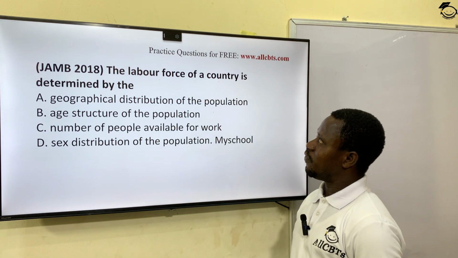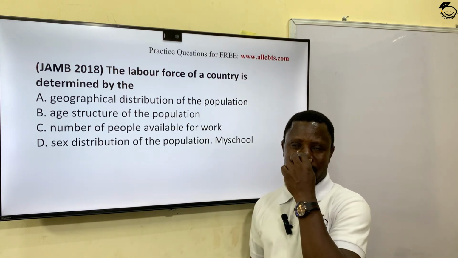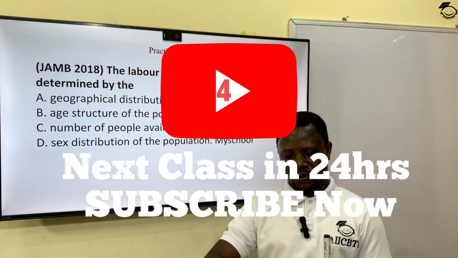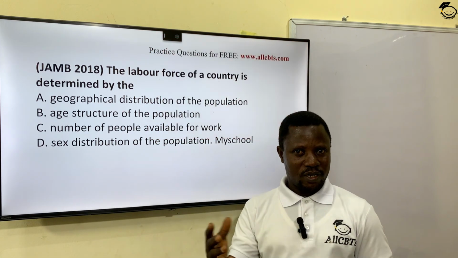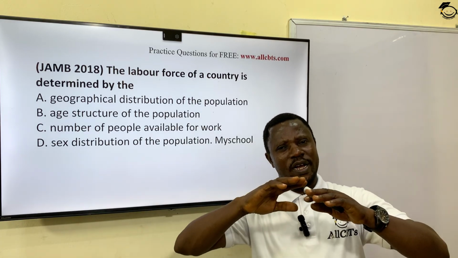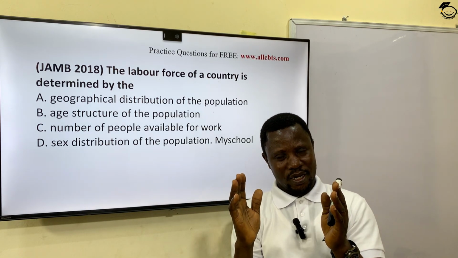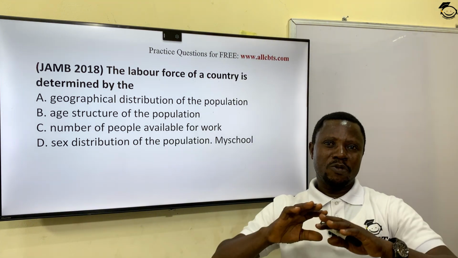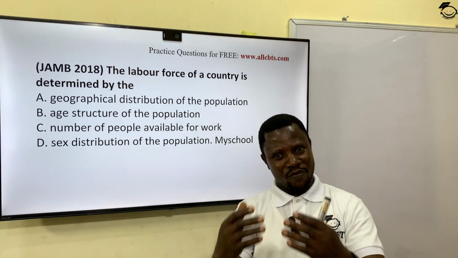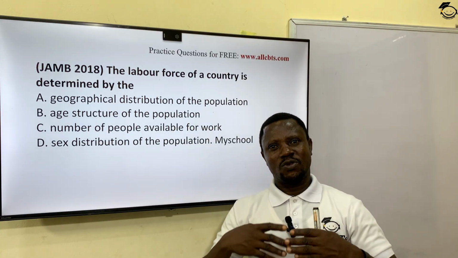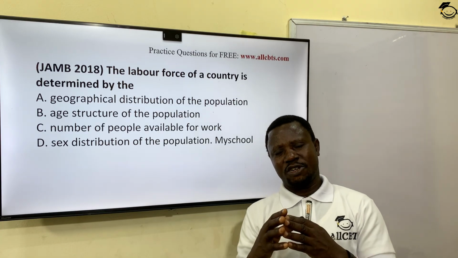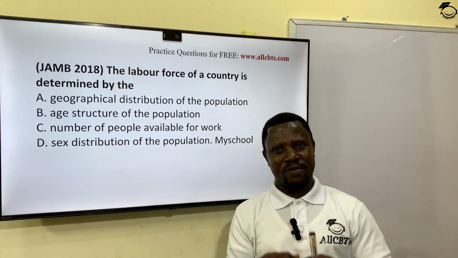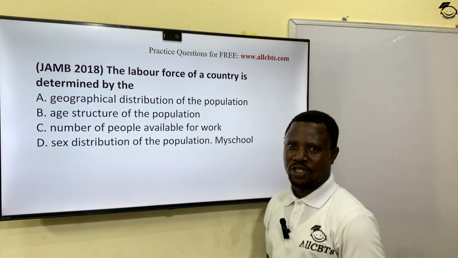The labor force of a country is determined by... When we say labor force, we are talking about the total number of the population that are available to work, the workforce. Now, people may be within the workforce age, which is usually between 18 and thereabout, retirement age of 55, thereabout, or 60. People may be within this age bracket, but they may not be available to work. So what we are talking about is the total number of people in that country that are within that age bracket and that are available to work. We'll call them the labor force. So let's see which of these options is suitable for that explanation.